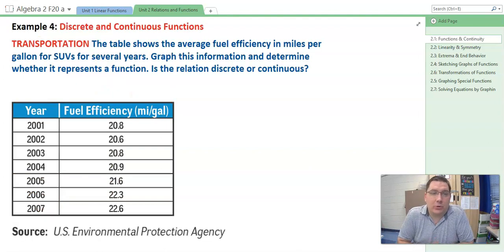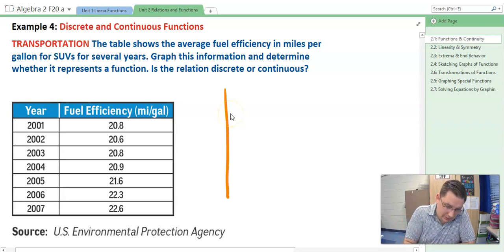So as we look at example 4, we want to talk about how we understand if something is going to be a discrete or a continuous function when we graph it. Here in example 4, we're given a table that shows the average fuel efficiency in miles per gallon for SUVs for several years. Graph this information and determine whether it represents a function. And is this relation discrete or continuous?